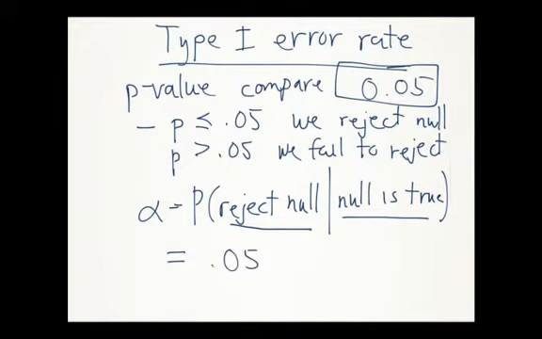And so people set this equal to 0.05, okay? And that's the type 1 error rate that we're willing to accept, okay? So just keep that in mind. That's a type 1 error rate. That's going to be important as we continue our discussion of ANOVA.